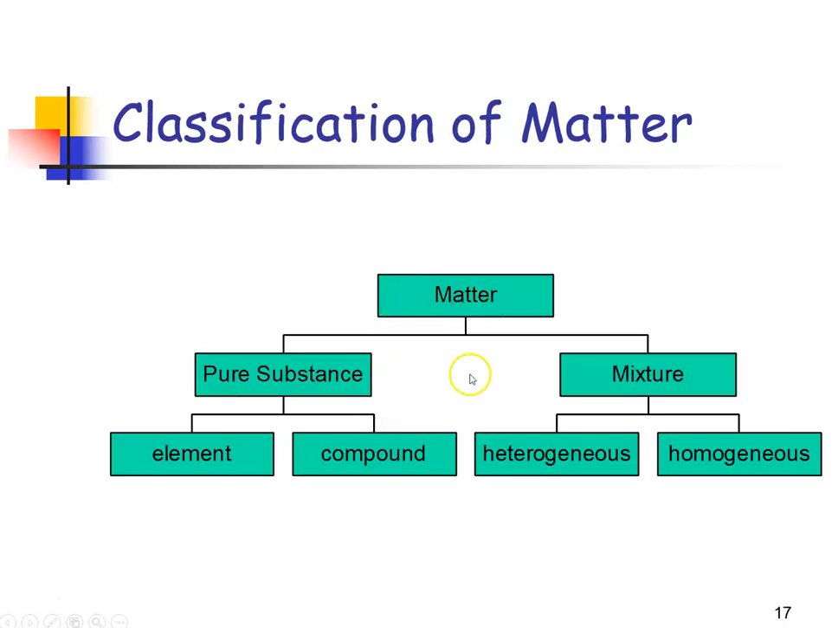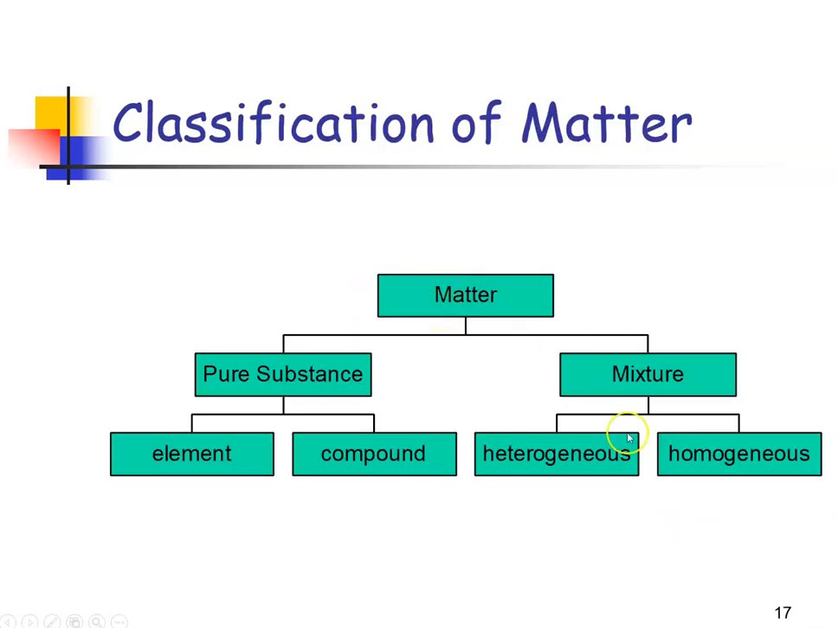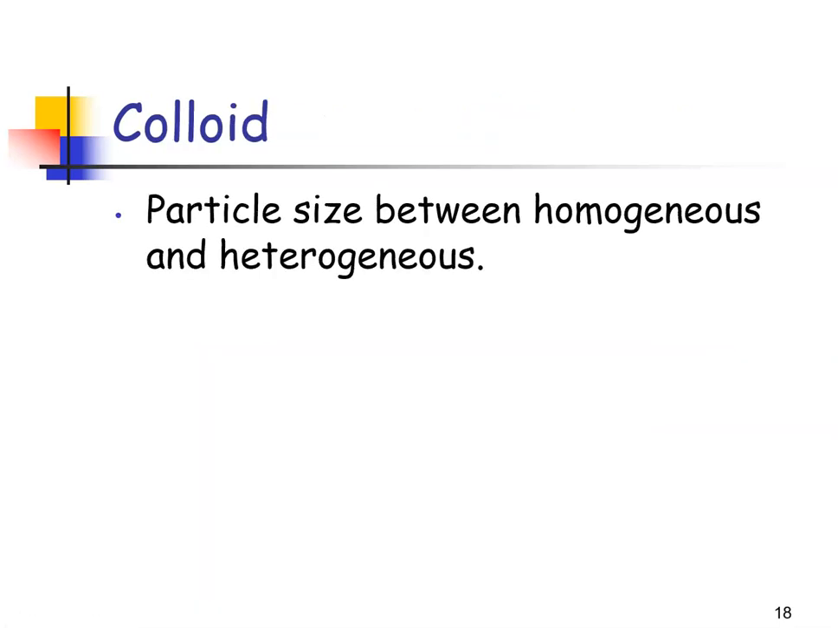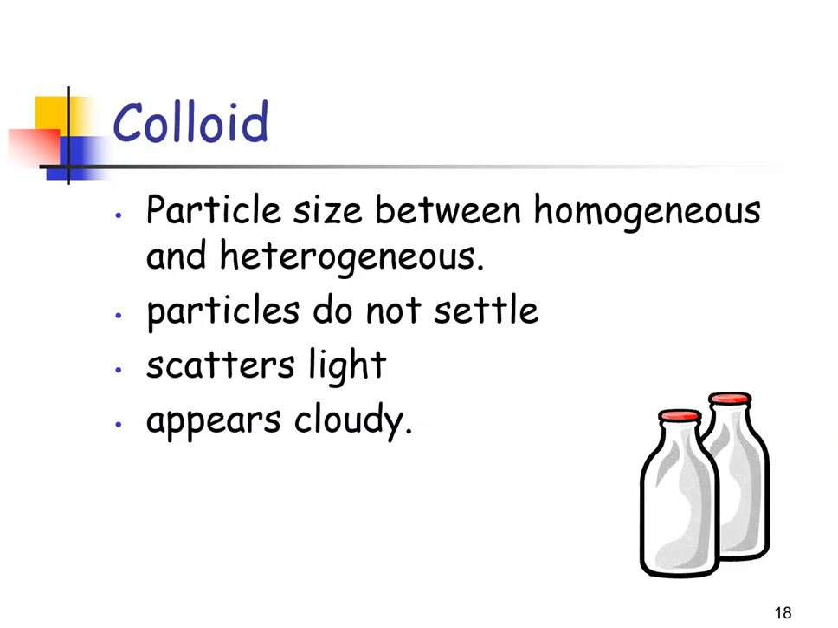All right, so classifying here, pure substances, those are the elements and the compounds. Mixtures can be heterogeneous or homogeneous. And there's another thing that's kind of between heterogeneous and homogeneous because its particle size is not big enough to really see them with the naked eye, but they do have some unique properties, and that's a colloid. So particles don't settle out, but it does scatter light. So colloids have a cloudy appearance to them.